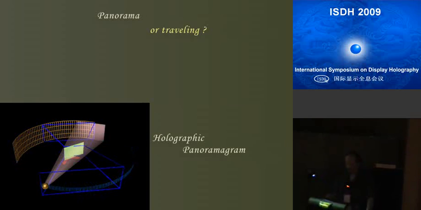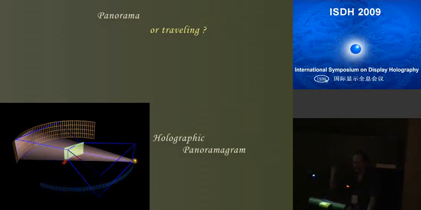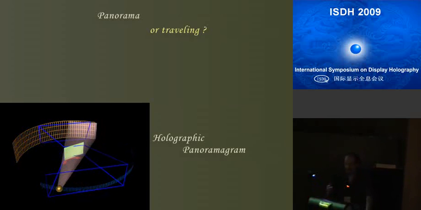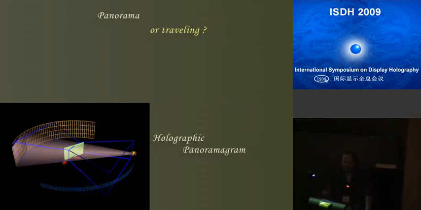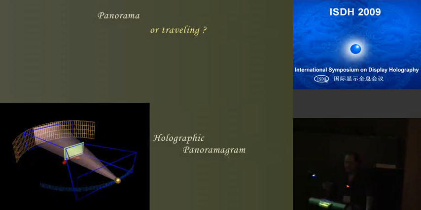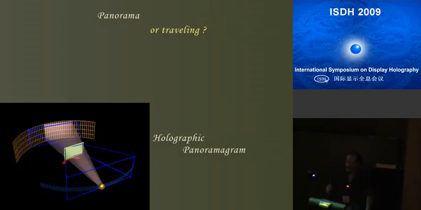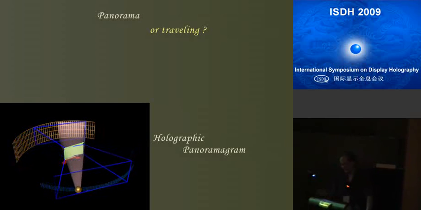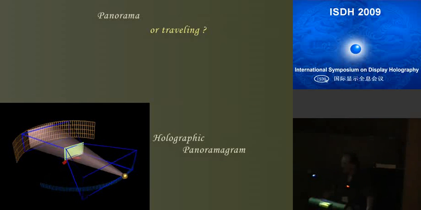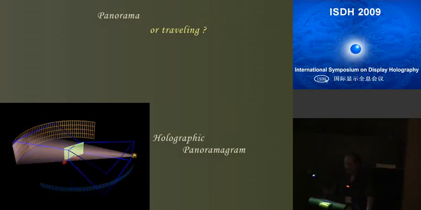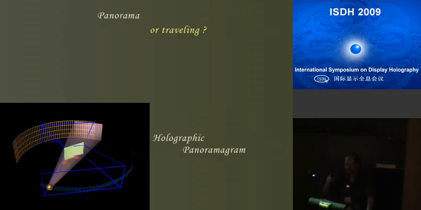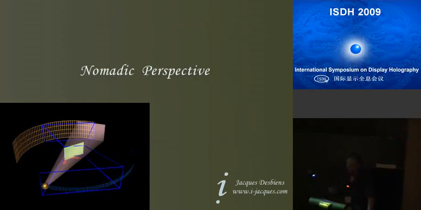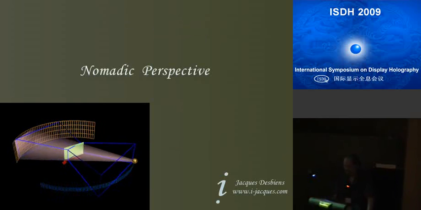So I'm starting recently to have a question. We talk about panoramagram. Okoshi talked about panoramagram. Isn't it traveling? In fact, we're moving. So if I use the terms coming from cinema, it's more a traveling than a pan. Since, again, like I said, I'm an art historian, so I like definitions, and I like to have some poetic definition that will bring an image in the head of the reader. So I call it nomadic perspective.